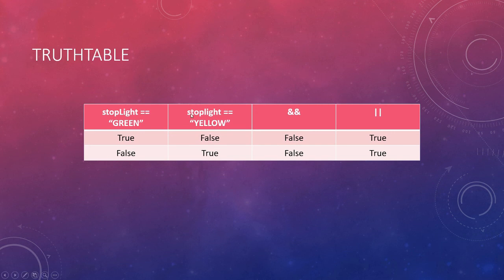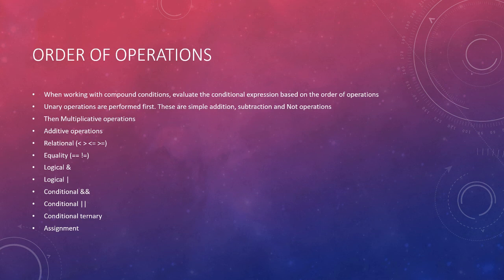Now, if my stoplight were yellow, this first thing would be false, yellow would be true, and would still be false, and or would still be true. So looking at this, no matter what, I can never get a true result out with that and that I accidentally put in there to combine those two conditions. So we have to be super careful about those logical operators.